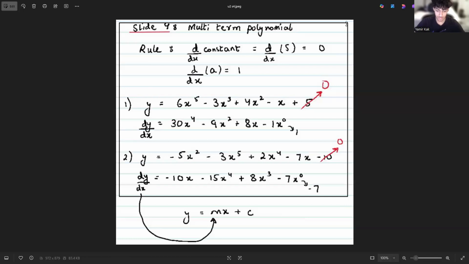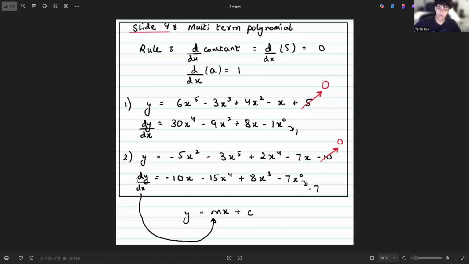And lastly, this is pretty important. Negative 7x is like negative 7x to the power of 1. So we multiply negative 7 by 1, but the x is raised to 1 minus 1, which is 0. Again, this is the hardest part of it all. After this, it becomes easy. Since x to the power of 0 is just 1, this becomes negative 7 times 1, which equals negative 7. There was a constant term earlier, minus 10, and we always just turn it into 0.